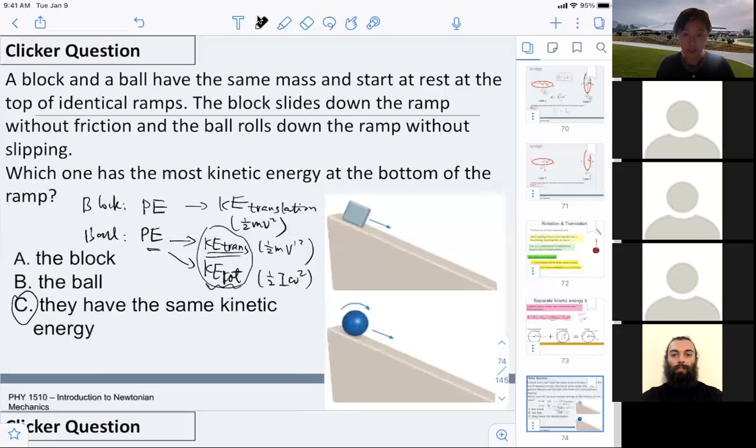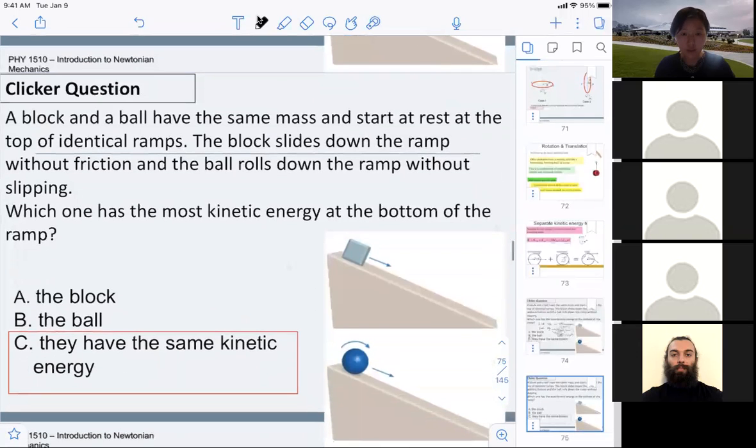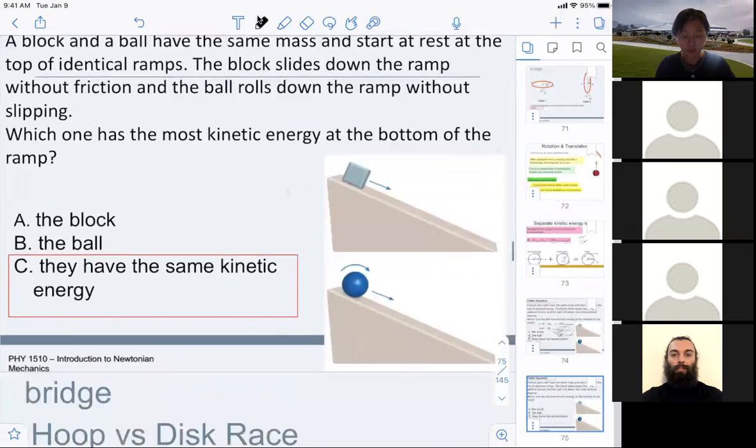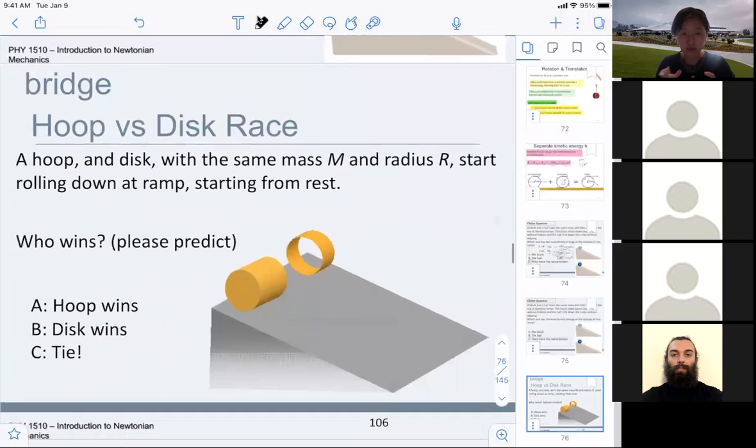Okay, so C is actually the correct answer. We have to be careful about what is controlled, what is given as the same. The next one is similar to the previous question. It's about a race using different shapes. You have a hoop, which is like a ring, a disc, and a cylinder. They have the same mass and the same radius. They will start rolling down from rest. Which one will win the race?